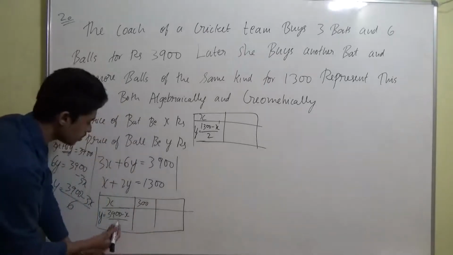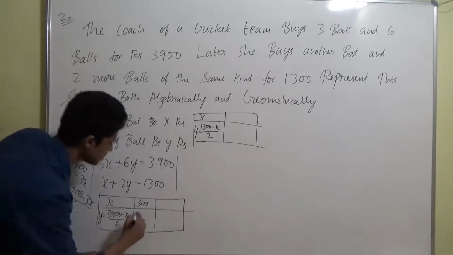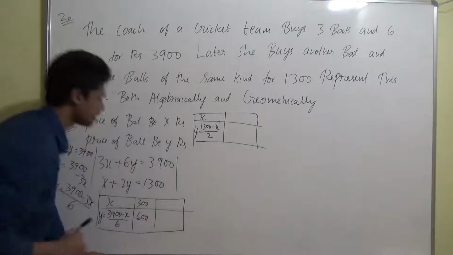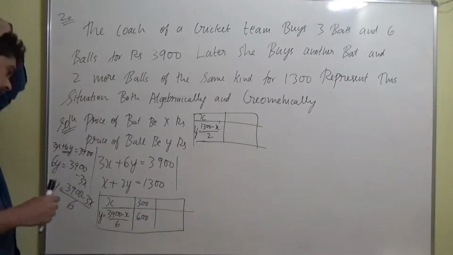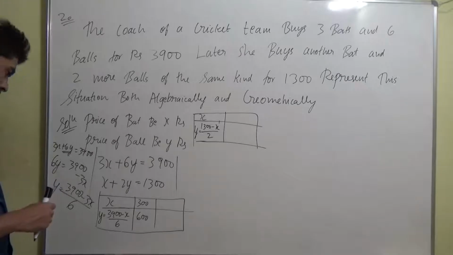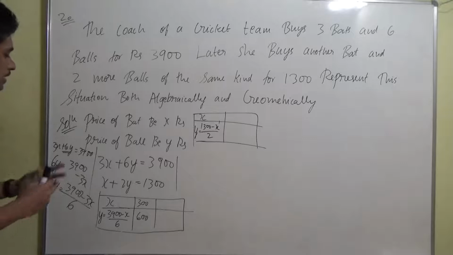That time we'll get the value of y as 3900 minus 300, which is 3600 by 6. 3600 by 6 is 600, right? So when you take the value of x as 300, you get the value of y as 600. Now next, which number shall we take? Shall we take the value of x as 900?